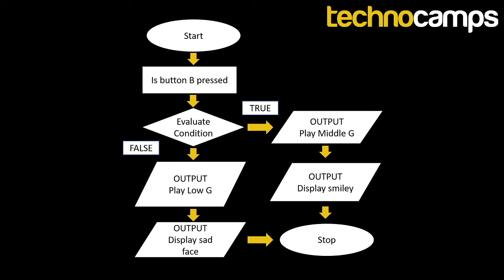Step 2 is the evaluation of that condition. So if it's true, yes, button B is being pressed, we have option 1 of the third step, which is to play middle G and then display a smiley. But if this condition is evaluated as false, i.e. button B is not being pressed, we have the second option of instructions, which would be to play low G and display a sad face.